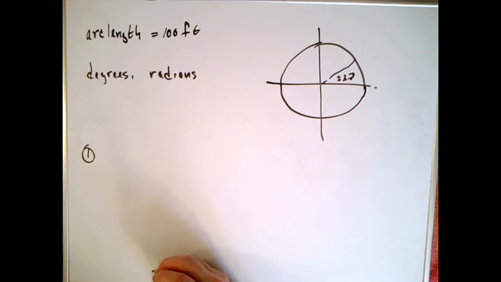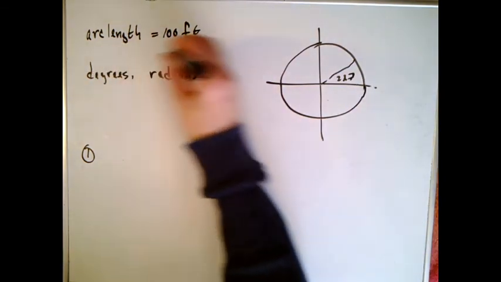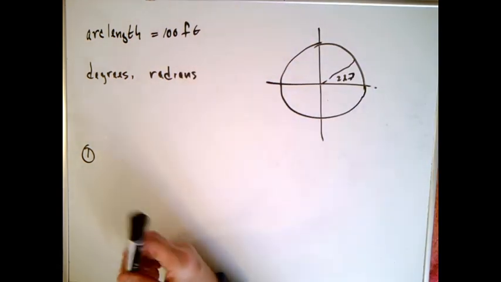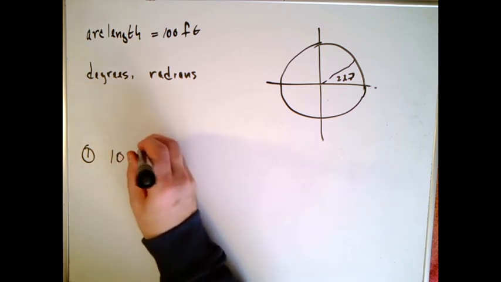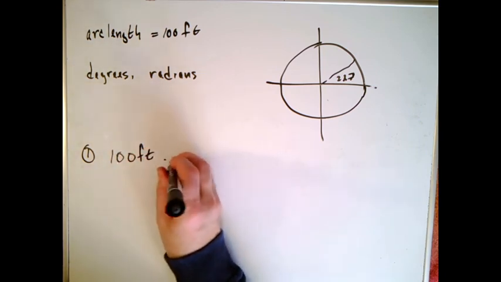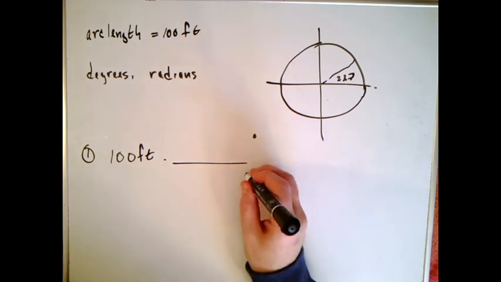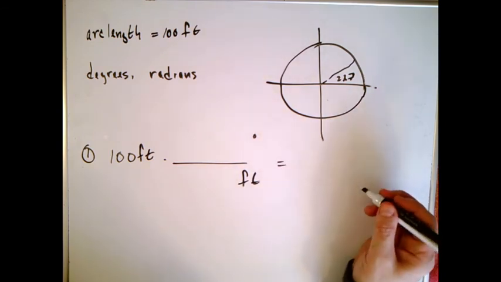For example, we have a circle here of radius 23.7 feet. We have some arc length along this of 100 feet, however long that is. And I just want to convert the 100 feet into degrees. So what I'm going to do is write down 100 feet. I want to multiply by a fraction where degrees are on the top and feet are on the bottom. That way when I multiply it out, I'm going to have degrees left and not feet.